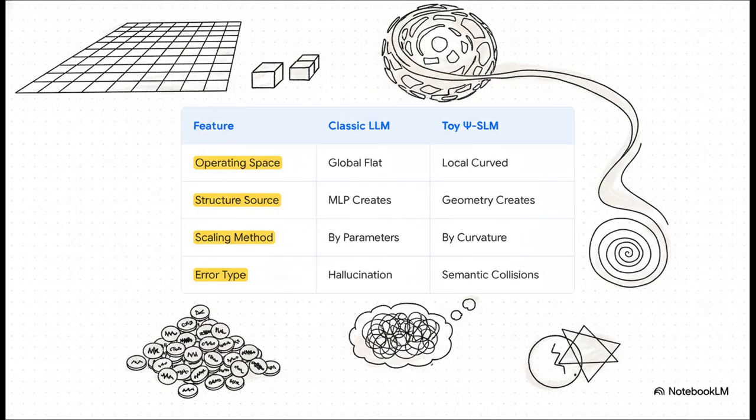And just look at how this creates a fundamentally different kind of system. This table says it all. A classic LLM operates in a flat global space. The Toy Ψ SLM uses a curved local space. In an LLM, the MLP has to create the structure from scratch. Here, the geometry provides the structure. LLMs scale by throwing more parameters at the problem. This system scales by changing the curvature. And that even leads to different kinds of mistakes. LLMs hallucinate. This architecture might run into what you could call semantic collisions. They really are apples and oranges.